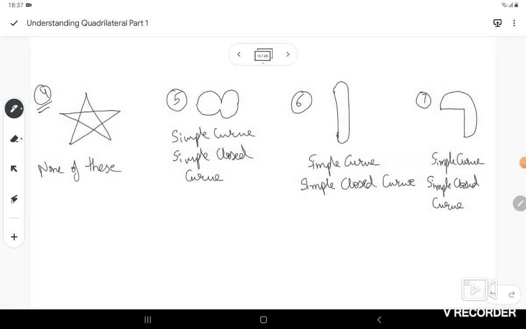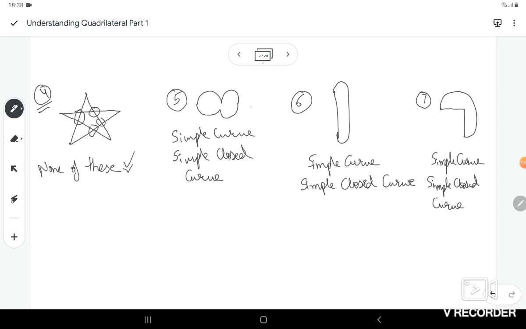Moving on to the fourth figure. We can clearly see that though we can make it without lifting the pencil, there is crisscross and retracing of lines here, here and here. So it's not a simple curve. Similarly to the previous example, there is no option of simple closed curve, polygon, convex or concave polygon either. So none of the conditions is satisfied.